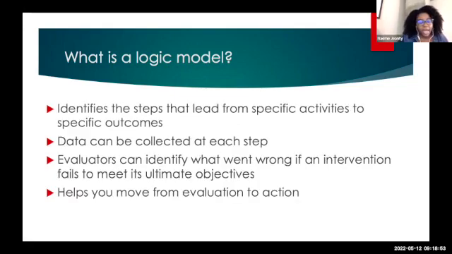Oftentimes when you're looking at a logic model, it can be a little bit confusing to really understand what the purpose is and why it is set up the way it is. Essentially, the goal is for the logic model to identify the steps that lead from specific activities to specific outcomes. Each component and segment of a logic model should flow into the next. Your resources should specifically correlate to your activities, your activities should correlate to your outputs, and then your outputs to your outcomes.